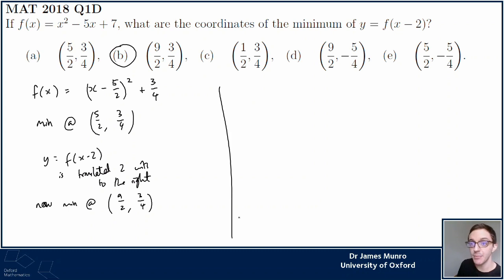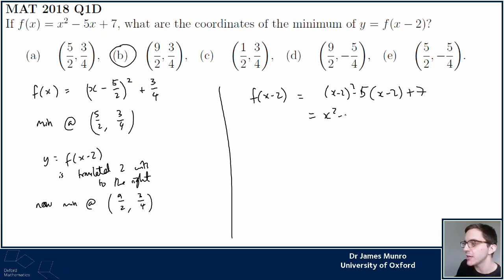Let's quickly do it the other way by working out the equation of the transformed curve and then finding the minimum. So f of x minus 2, maybe you read the whole question, you got to here and you thought f of x minus 2, I should work out what that is. Well, that's x minus 2 squared minus 5 times x minus 2 plus 7, which is x squared minus 4x plus 4 minus 5x plus 10 plus 7, which is x squared minus 9x plus 21.